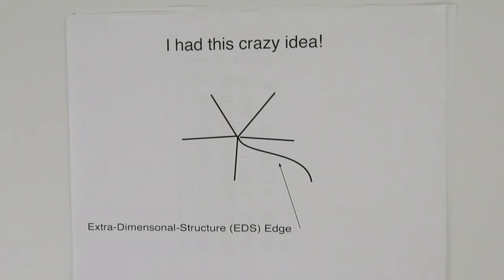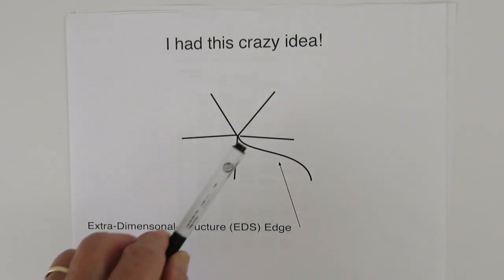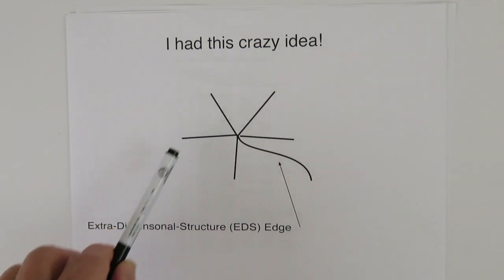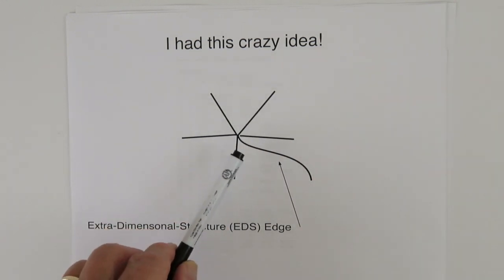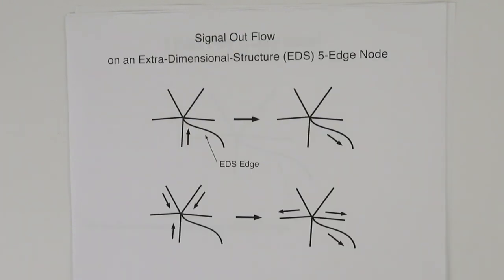So then I had a crazy idea. I said to myself, well, supposing there's another edge here that we could add to the 5-edge node. These 5 edges are in the fabric and have the triangular neighborhood syntax. But supposing we add an extra edge, which I called an extra dimensional structural edge. And so this has interesting implications. Now we can reanalyze how signals flow or might flow at a 5-edge node.